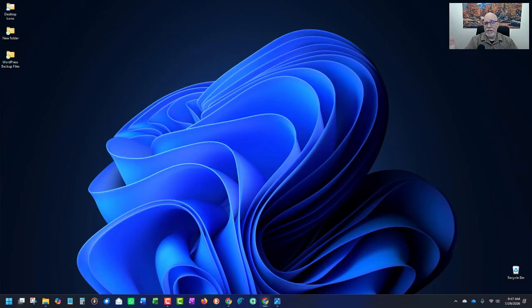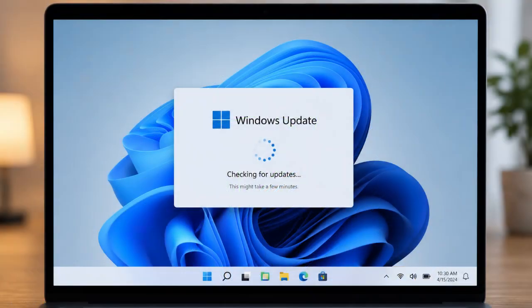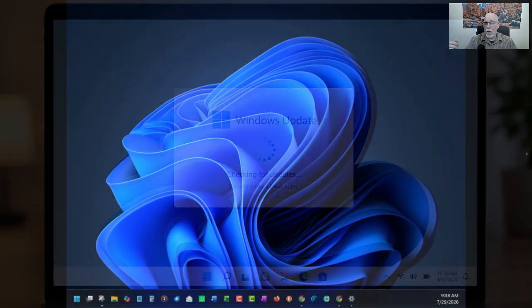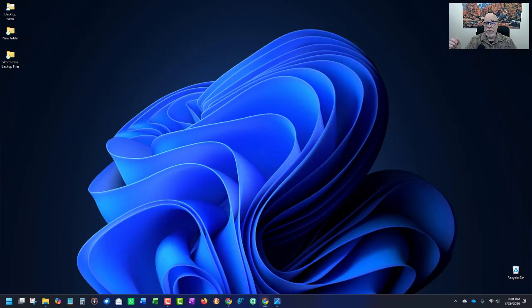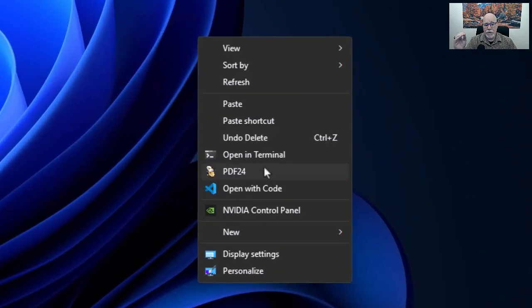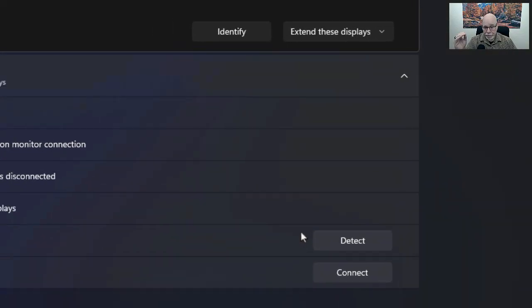So something happened to cause this. Who knows what? Could have been a Windows update, could have been a graphics card update. All you know is that it's looking like this, and you don't want it to look like that. So here is the fix. What you need to do is right click on your screen and go to Display Settings.